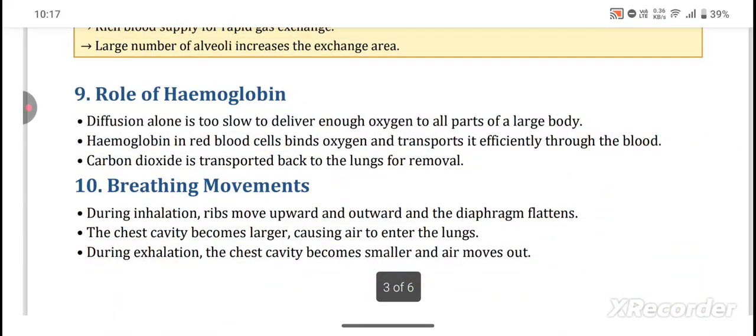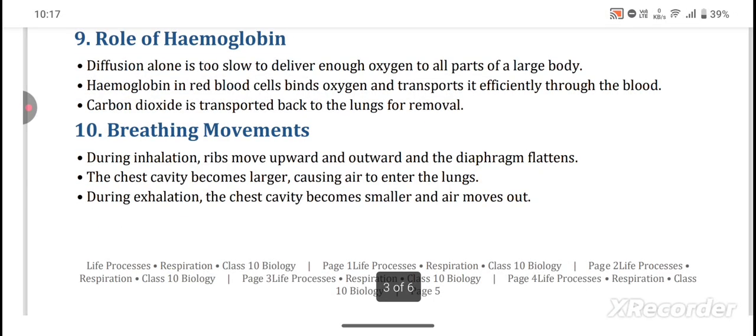So this is the role of hemoglobin. Not only does it help in the transport of oxygen, but it also contributes to the transportation of carbon dioxide, which has to be removed, and carbon dioxide is transported back to the lungs for removal.